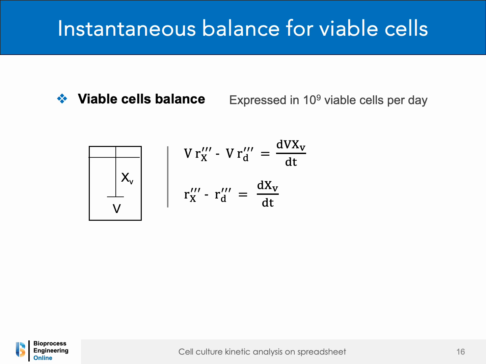For viable cells, the instantaneous balance for a culture medium of volume V can be written in 10^9 cells per day as V·Rx''' − V·Rd''' = d(V·Xv)/dt, or Rx''' − Rd''' = dXv/dt. Accordingly, it is the difference between the volumetric rates of cell growth and death that determines the time variation of the viable cell concentration.